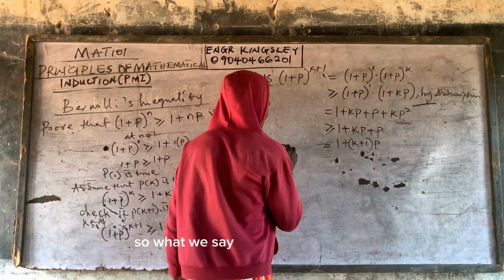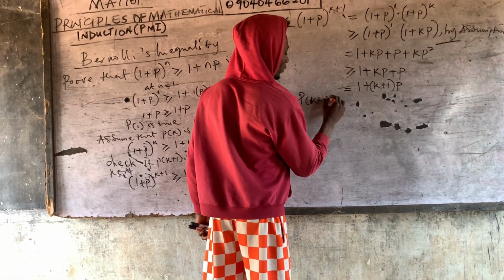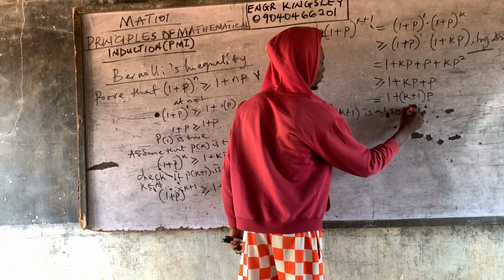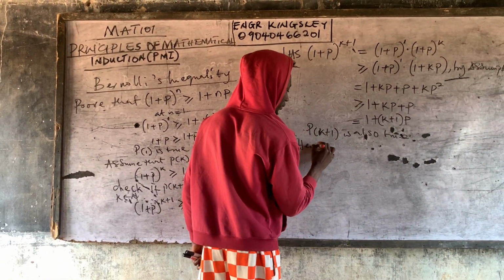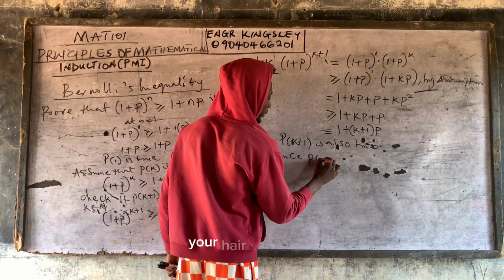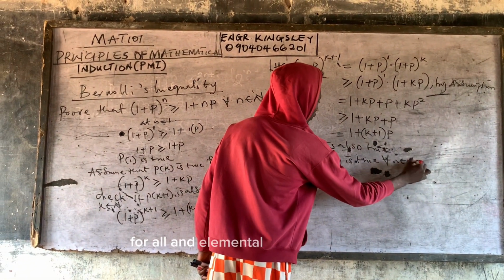So what we say is P of k + 1 is also true. Hence P of n is true for all n elements of natural numbers.